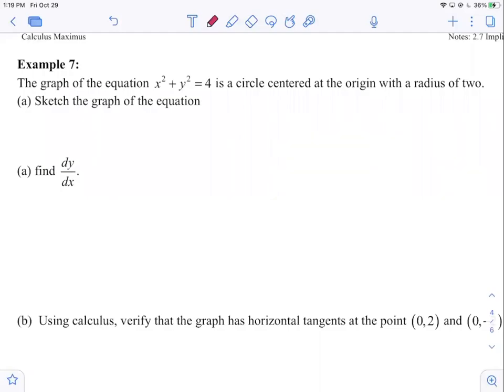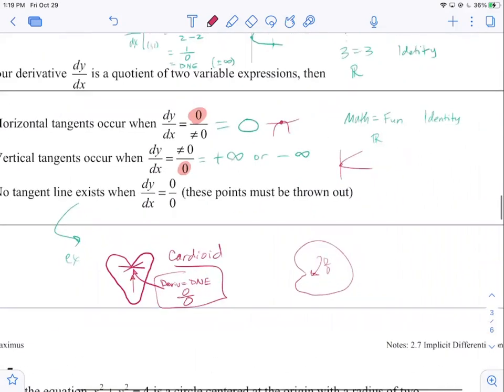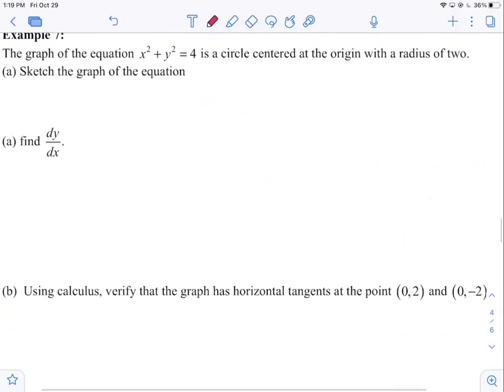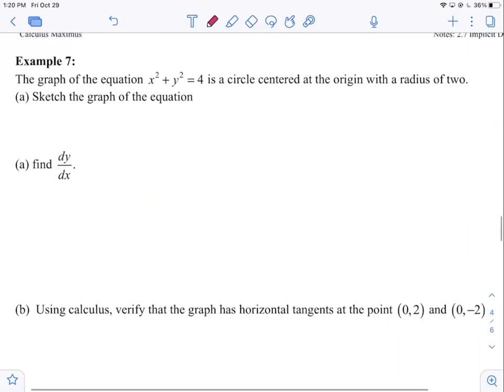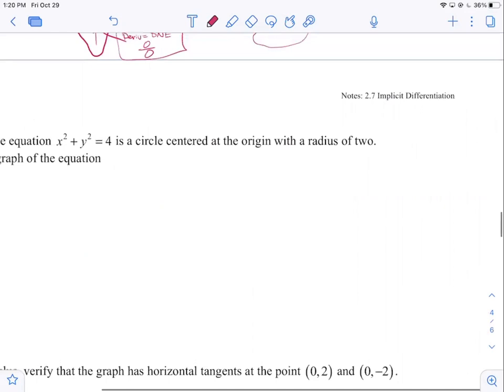All right, so let's take what we learned up here about the quotient and answer a question that you'll probably for sure see on the AP exam, and for sure on my exam. The graph of the equation x squared plus y squared equals 4. You might recognize that. It's a circle centered at the origin with a radius of 2.